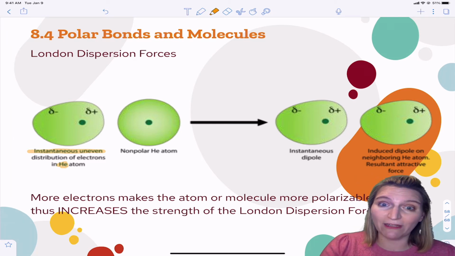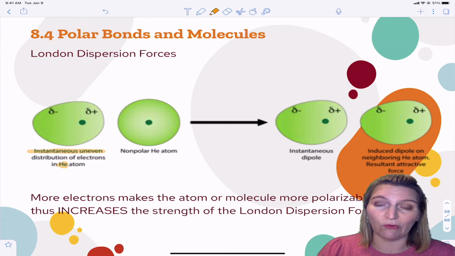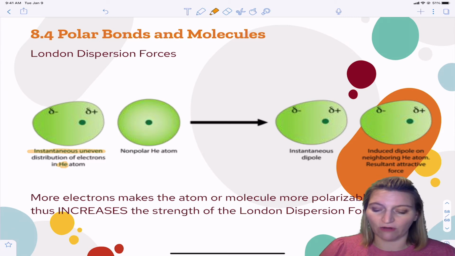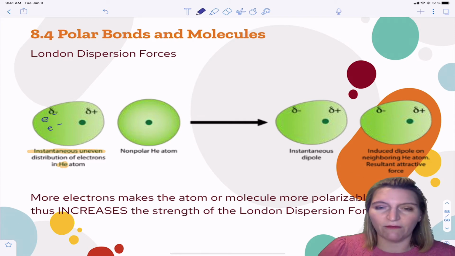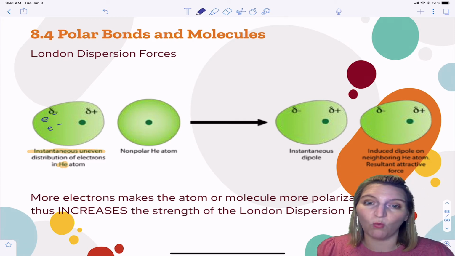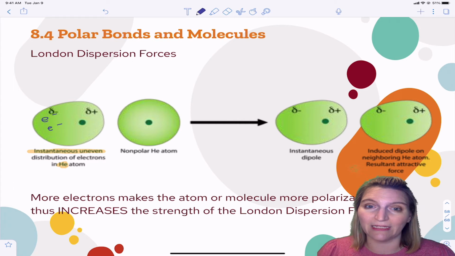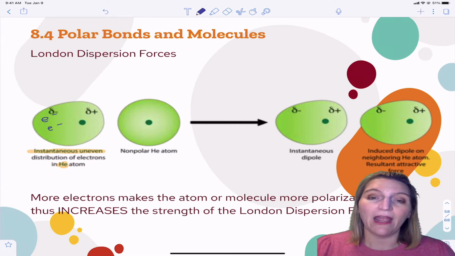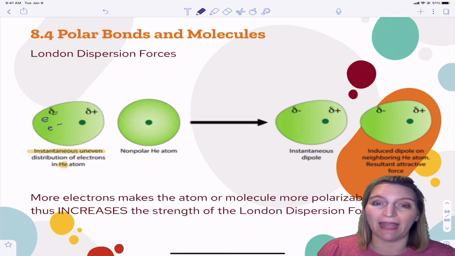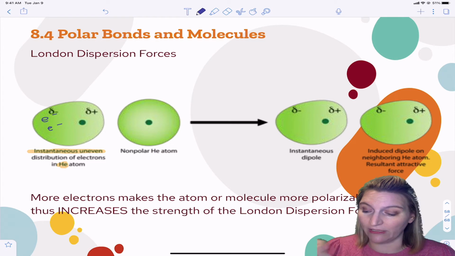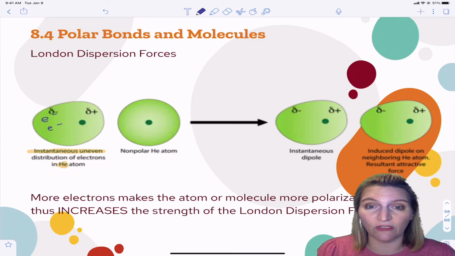Well, helium only has two electrons, but if those two electrons, let's say these are the two electrons, just happen to be on one side of the atom for a second, it is instantaneously at that instant polar. And then that can induce polarity in a nearby helium atom. And that can cause those helium atoms to then be attracted to each other.